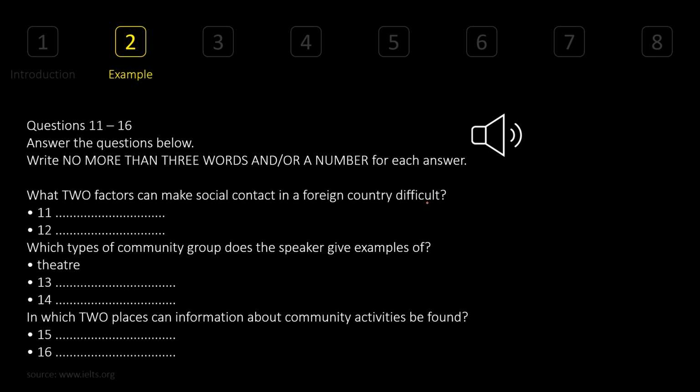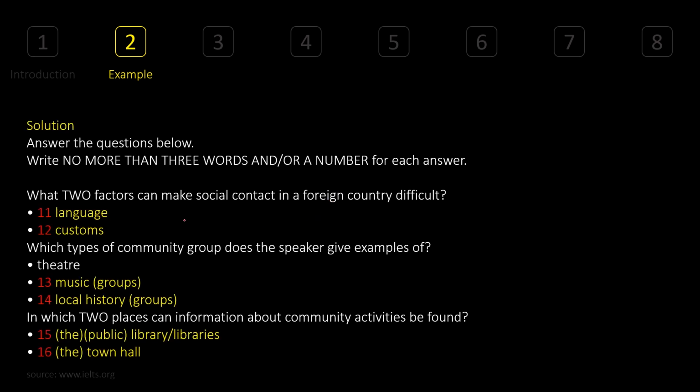Great. And we are back. I hope you find all the answers. Let's see the answers themselves. The first one, that is 11th, is language. 12th is customs. 13th is music or music groups. 14th is local history groups. 15th, the public, you can ignore if you want. Library or libraries. As we have 3 words, we can write the public library or the public libraries. And the last one, the town hall or just town hall.